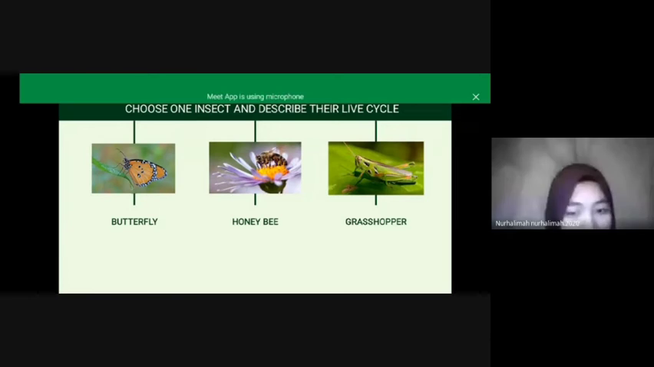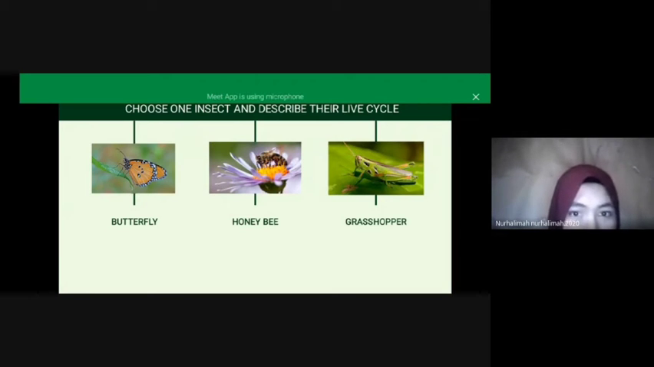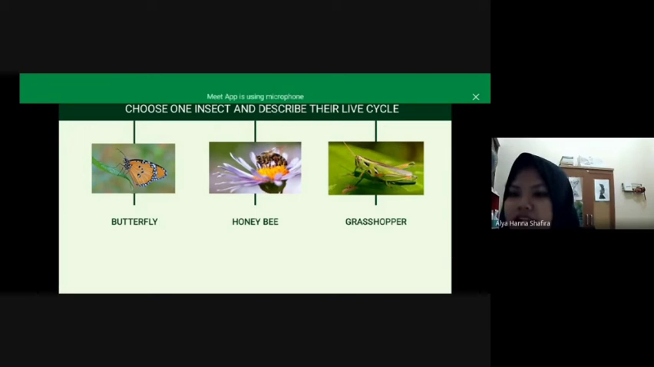Does anyone want to explain about honeybee? Me. Yes, Halim. The life cycle of a honeybee is similar to a butterfly, from egg to larva and then pupa. After that comes a honeybee. Thank you. Correct. And then the last is grasshopper. Does anyone want to explain about grasshopper?